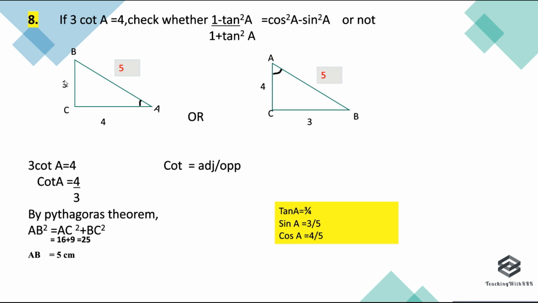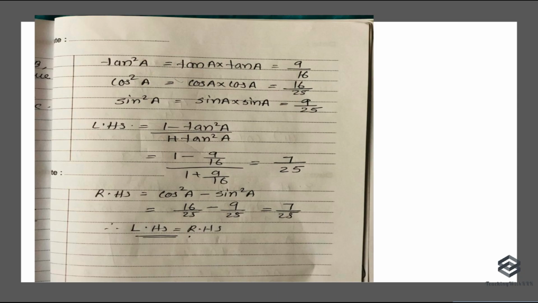Now take tan square A. What is tan square A? Tan square A is tan A into tan A. That is 9 by 16, because tan A is 3 by 4, tan square is 9 by 16. Sin A is 3 by 5, sin square A equal to 9 by 25. Cos A is 4 by 5. Therefore cos square A equal to 16 by 25.